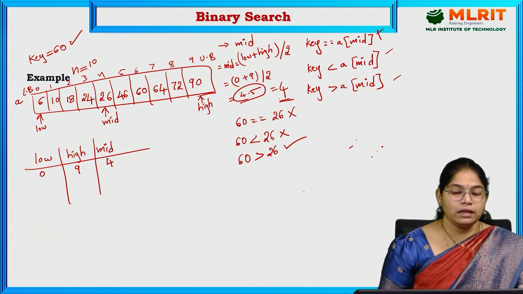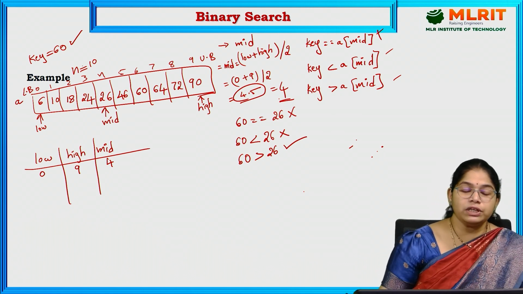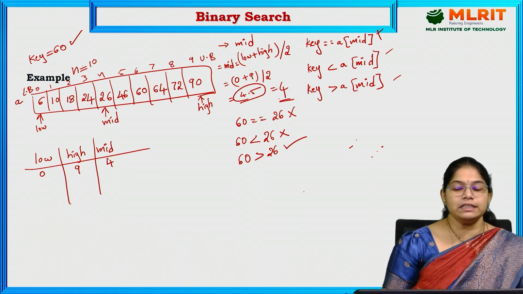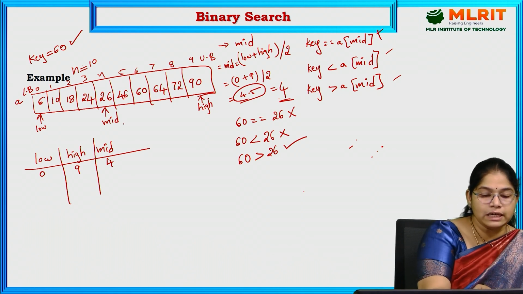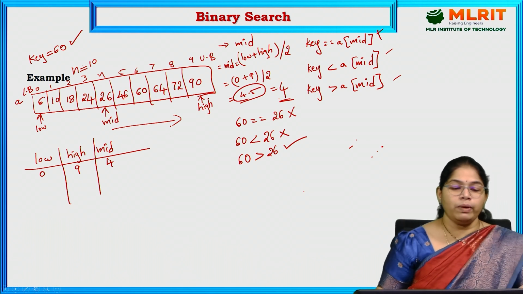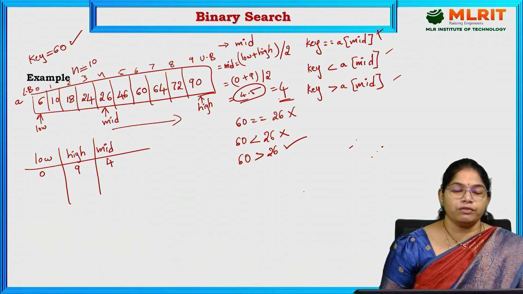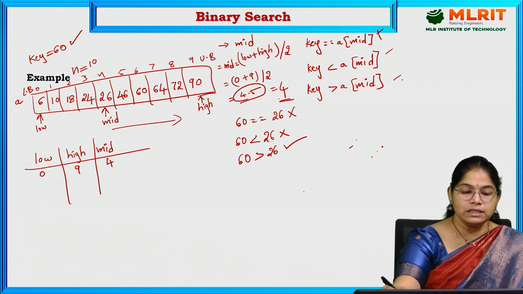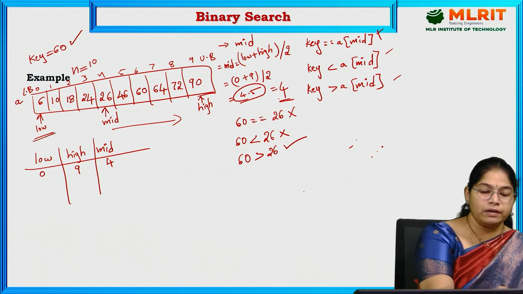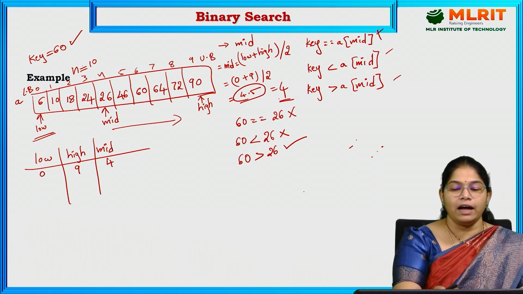That means the key value which I want to search in the given list is greater than the mid value. So that means this 60 is after the mid value. That means it is on the right side of the mid. So in such a case, the low is not here. Low has to be shifted after the mid.